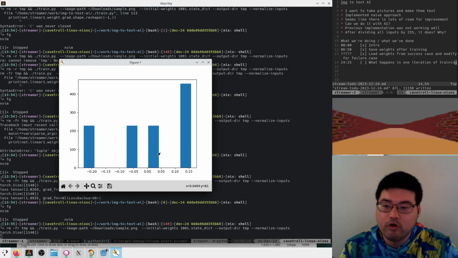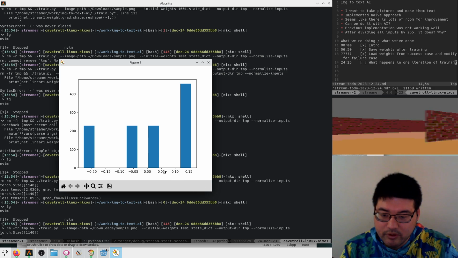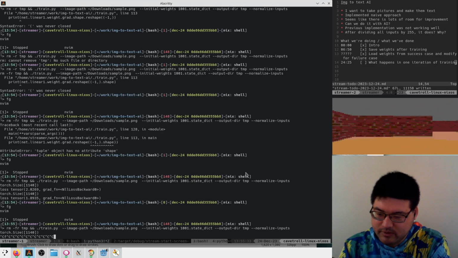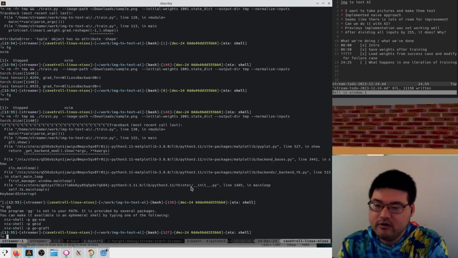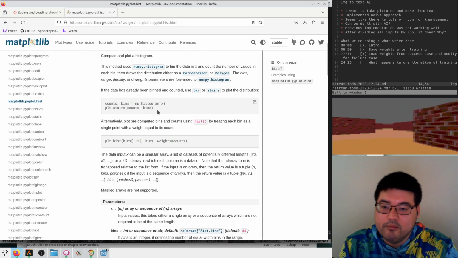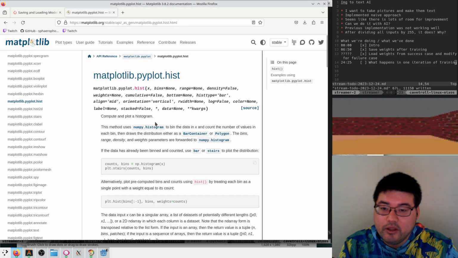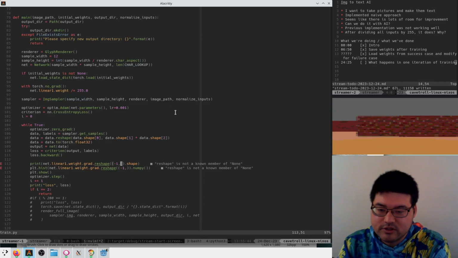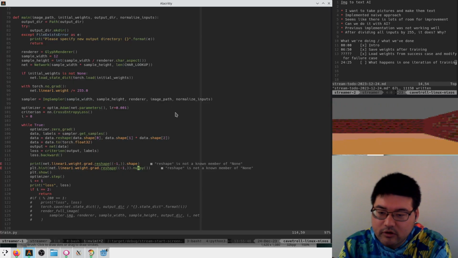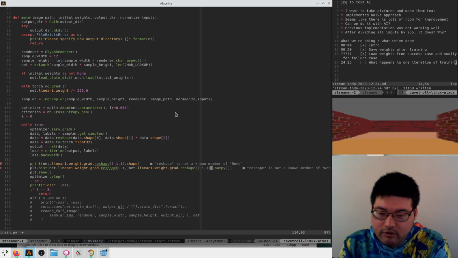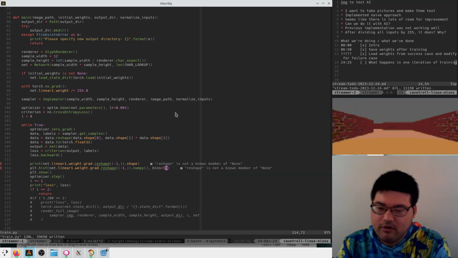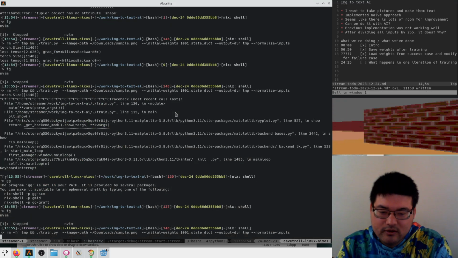Okay. So with normalized inputs, what is our bin width here? Or maybe, can we increase the number of bins? How do I get out of this? So for the histogram, I want bins equal to 50 or something, just to get more resolution. So I go here. Hist, or bins is equal to 50. I want 50 bins.